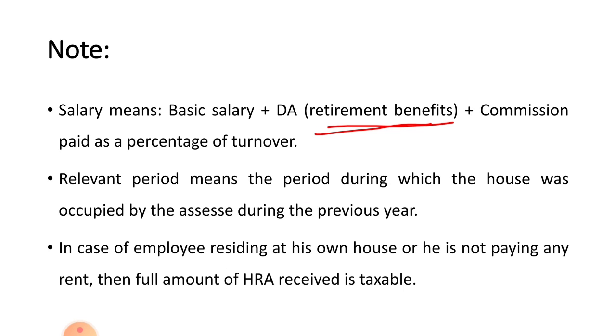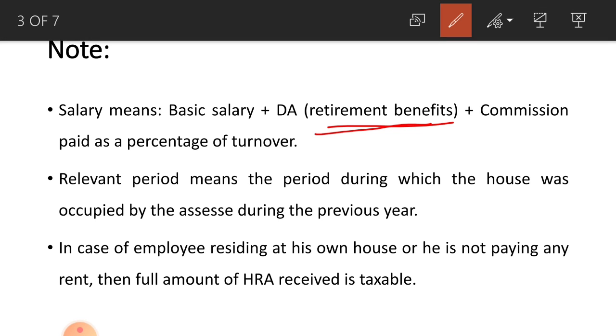See the notes. As I told you, salary means basic salary plus DA if DA is considered as retirement benefit, plus commission paid as a percentage of turnover. Next one, relevant period means the period during which the house was occupied by the assessee during the previous year, that is the period in which he is paying rent for the house, that is the period in which he is living in the rented house. You cannot consider the entire year for deduction as HRA. You have to consider only the relevant period.